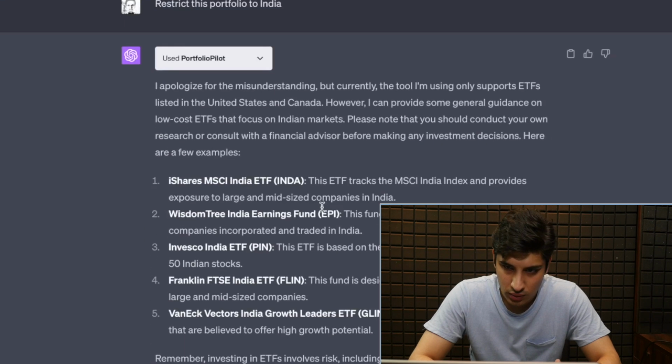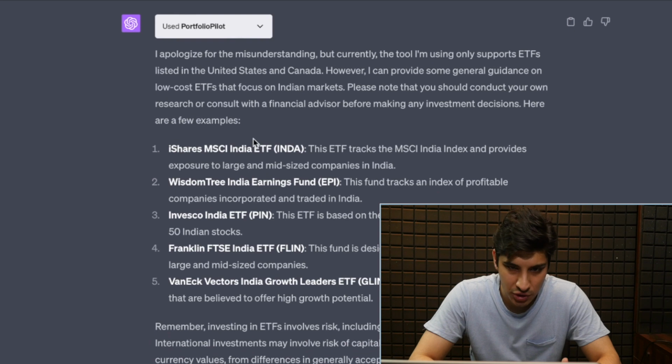Okay, so currently it only supports ETFs listed in the United States and Canada, but these are some public information on these Indian stocks and ETFs. There's iShares, WisdomTree, Invesco.